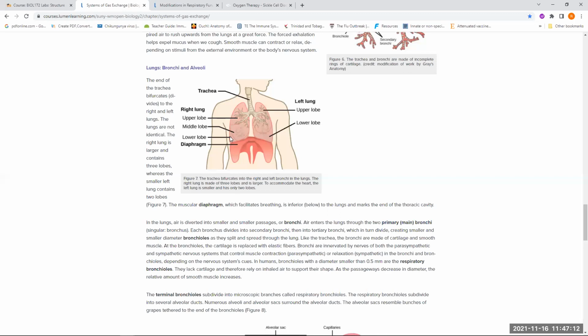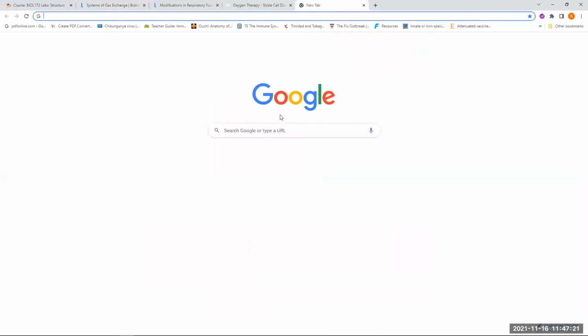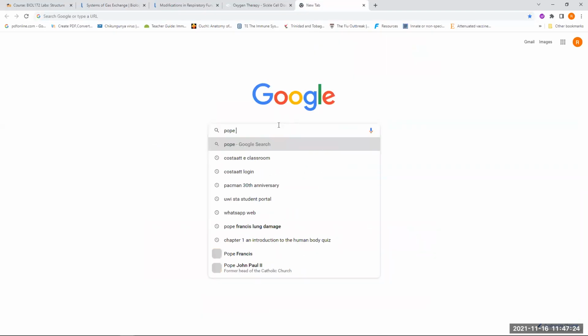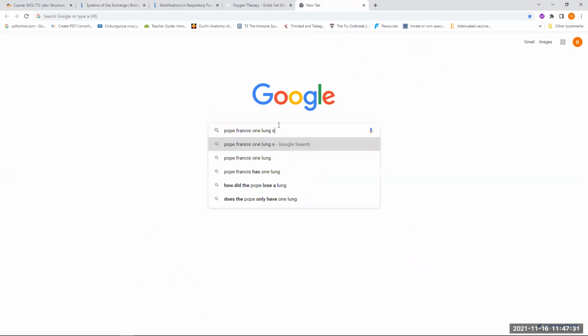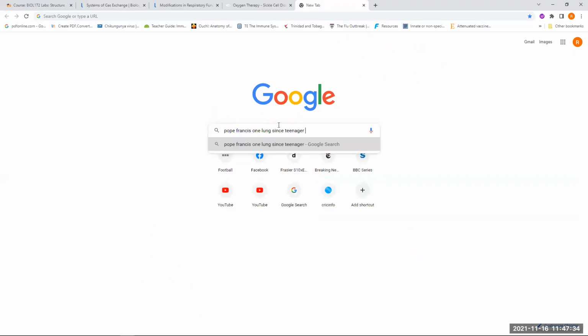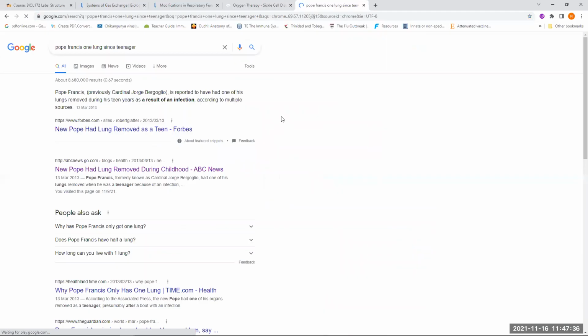Could you live with one lung? Yes. In fact, for those of us of the Catholic faith, the leader of the Catholic faith, Pope Francis, has had one lung since he was a teenager. He had an infection and antibiotics weren't common back then, so they removed a significant portion of his lung. So for all intents and purposes, he has one lung.